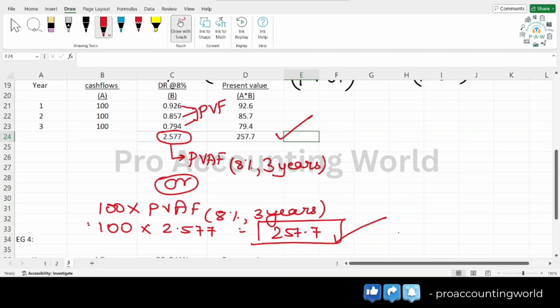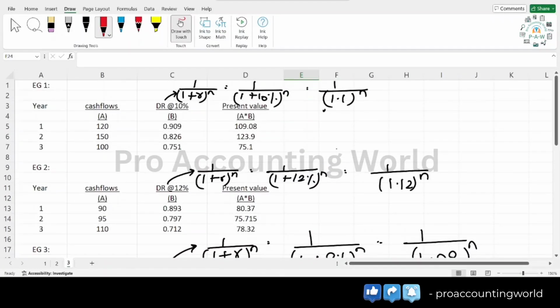But guys, be careful. This PVAF concept is applicable only when your cash flows are the same. Can we use the concept of PVAF in example number 1 and example number 2? No. We cannot use it in example 1 and example 2. Why? Because your cash flows are unequal over the life of the project. And when cash flows are unequal, we cannot use the PVAF concept. I hope this is clear.